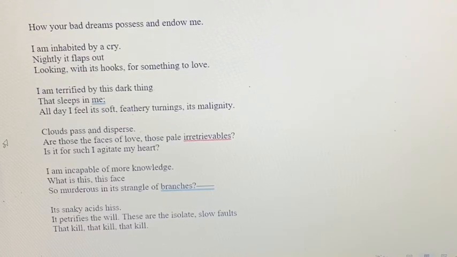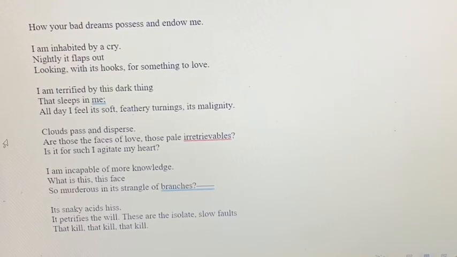I'm incapable of more knowledge. What is this? This face so murderous in its strangle of branches, its snaky, acidy hisses. It petrifies the will. These are the isolate, slow faults that kill, that kill, that kill.